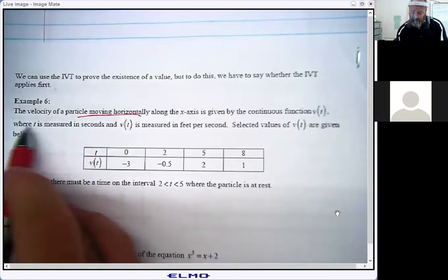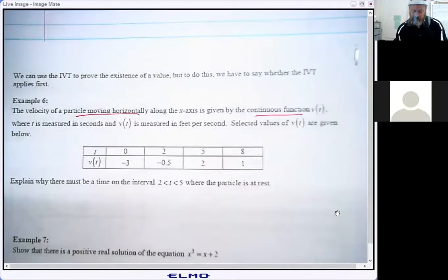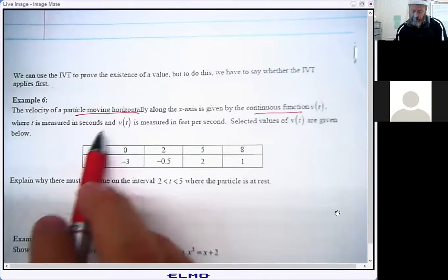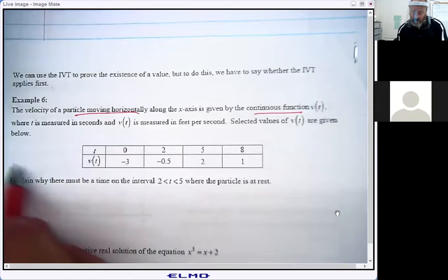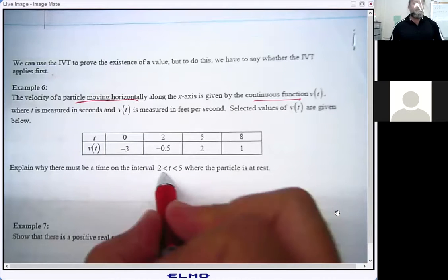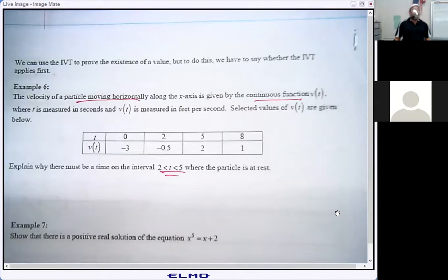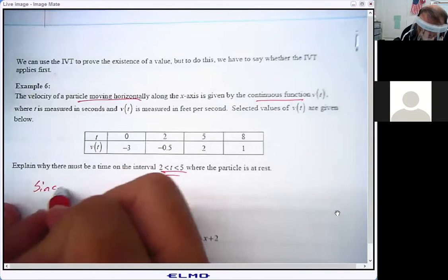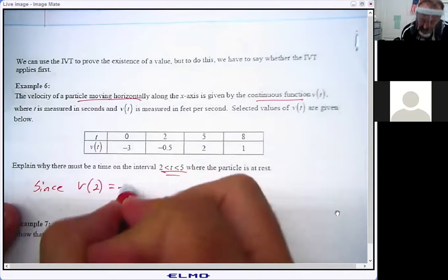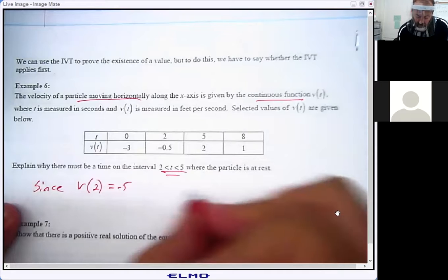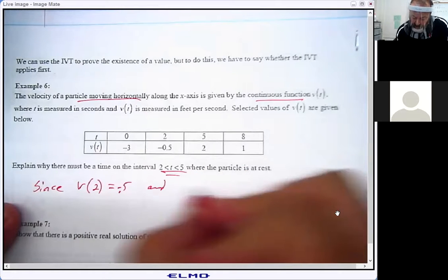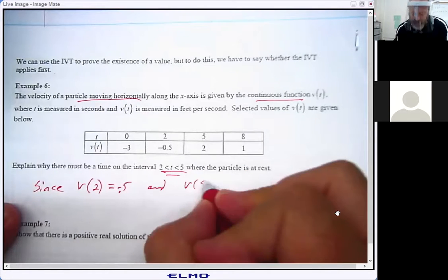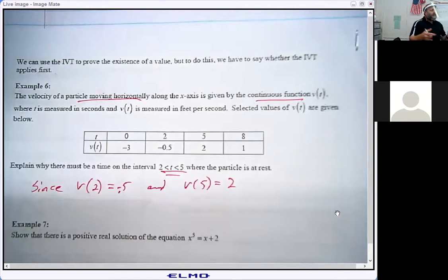So the velocity of this continuous function, where t is measured in seconds and v is in feet per second, why would you be able to say that somewhere it had to be at rest? See right there? Since v of 2 equals negative 5.5 and v of 5 equals 2, it's a continuous function. What would you know?